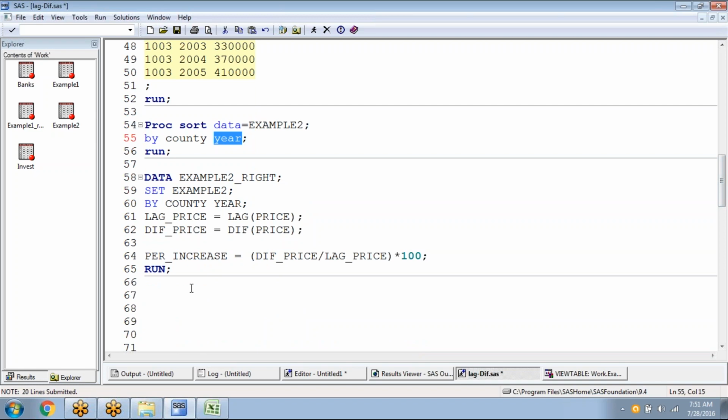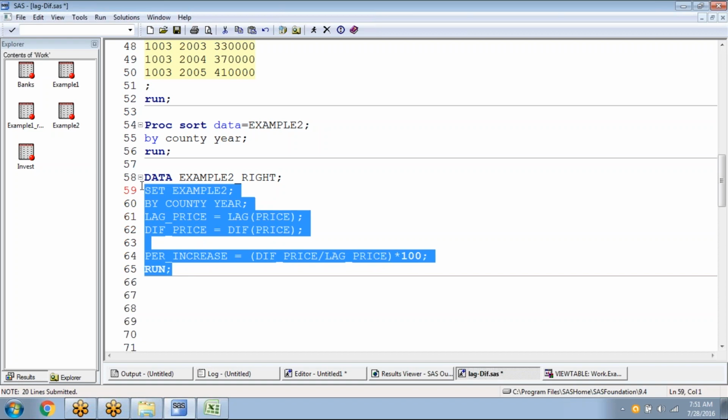Okay, now let's come back to your program. Now see here, example 2, and I'm reading the data from example 2 by county and year. I'm using lag function and diff function, and I'm calculating the percentage increase. When I say percentage increase, it will be difference price by lag price into 100. Let me calculate this.